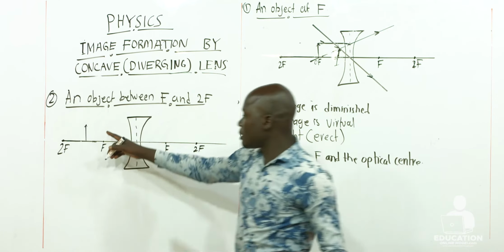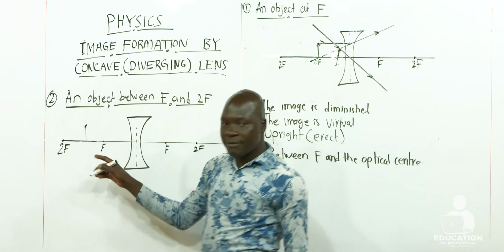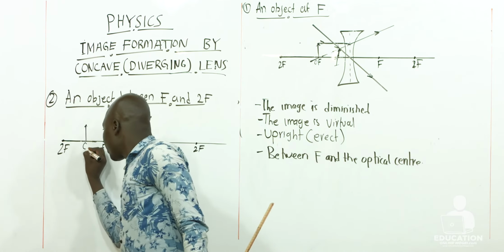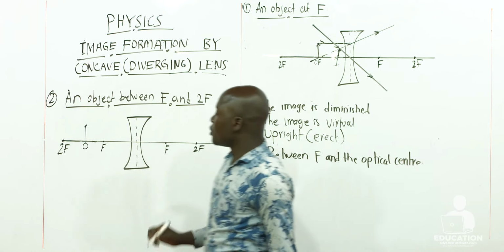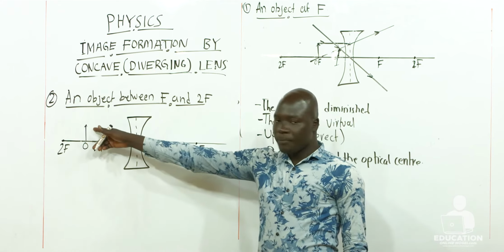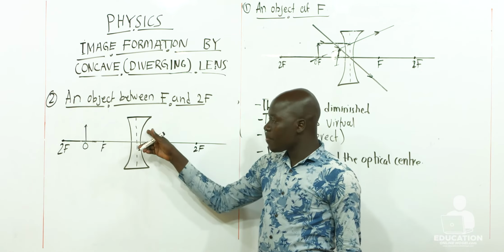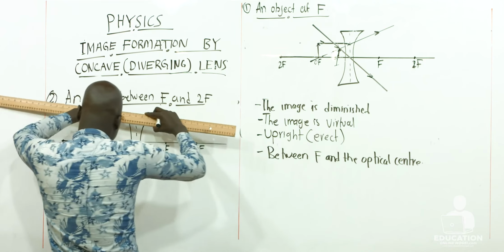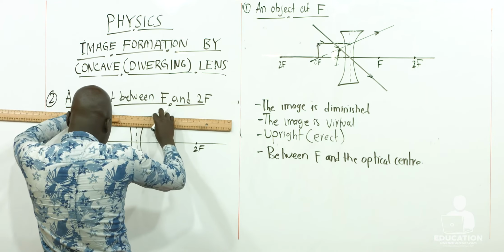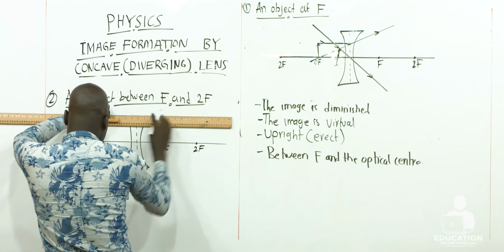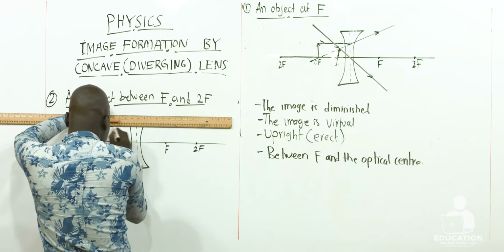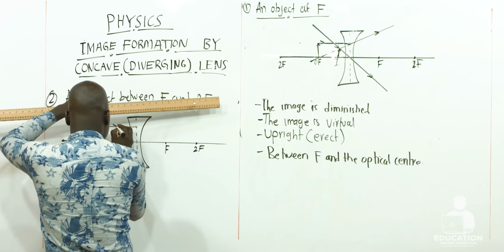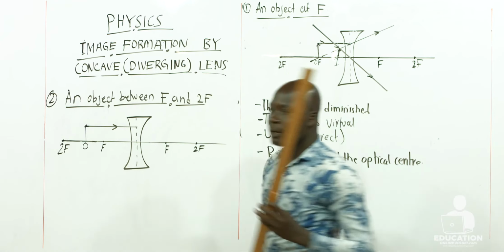This is where we place our object between F and 2F. And when we write O, we mean the object. So now we are going to consider a ray that will be parallel to the principal axis. That is a ray of light from the object parallel to the principal axis.